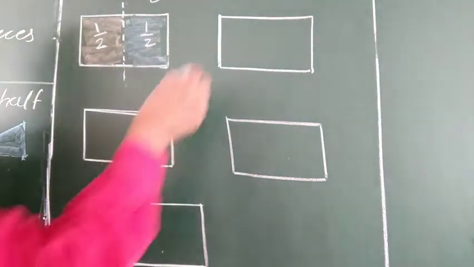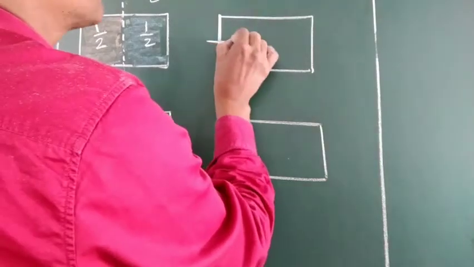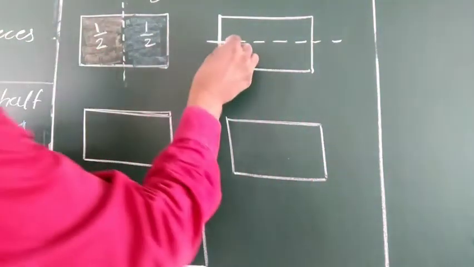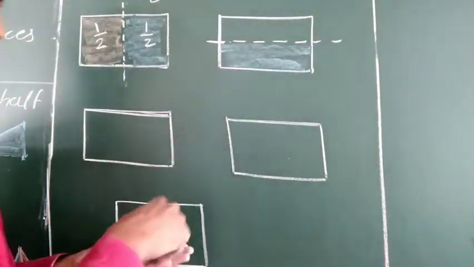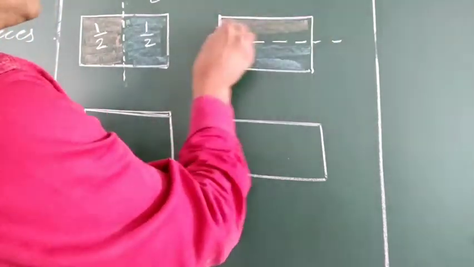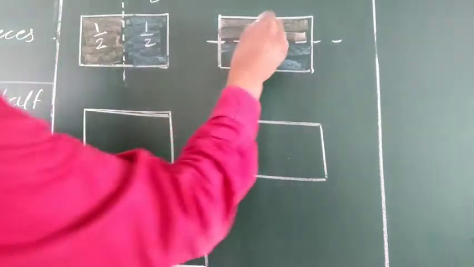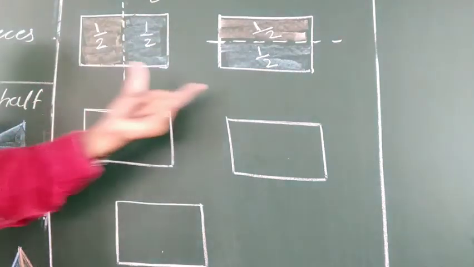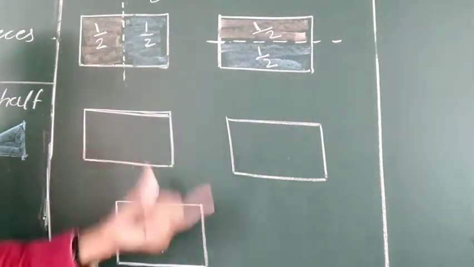Any other way? This way also, this is another way to cut this into 2 equal parts. So see, this is one half and this one is another half. This is one half, this is another half, and these two make one whole. Now these are 2 different ways. Now do you think there are other different ways?